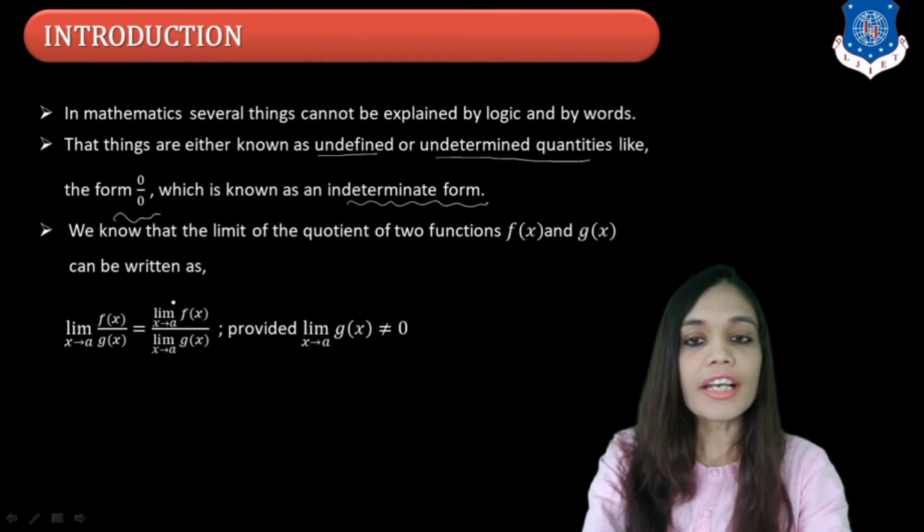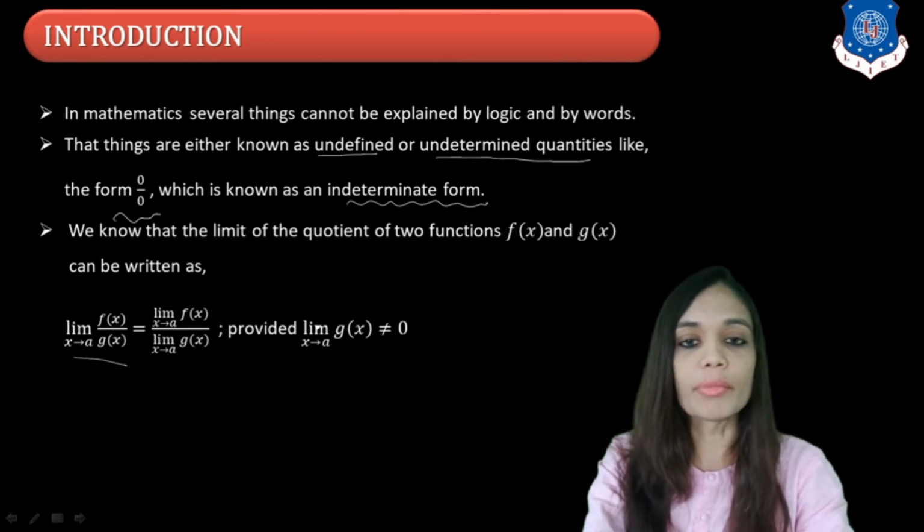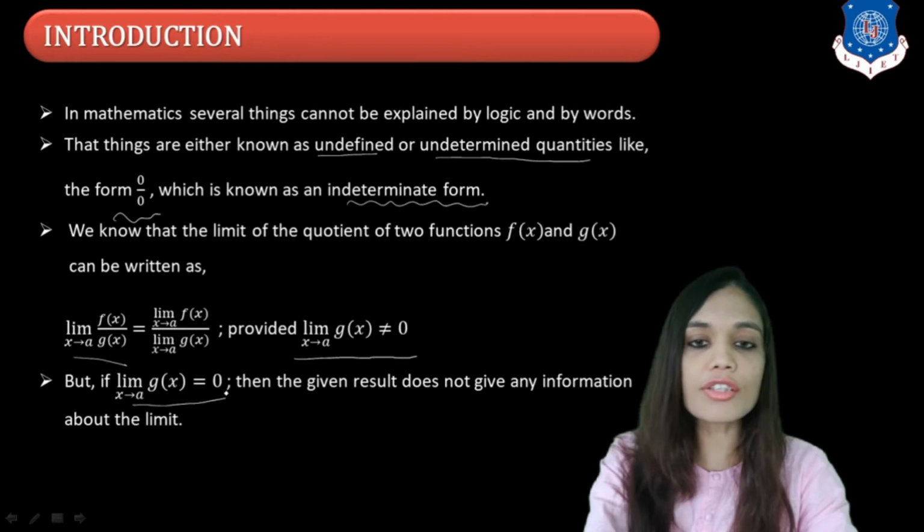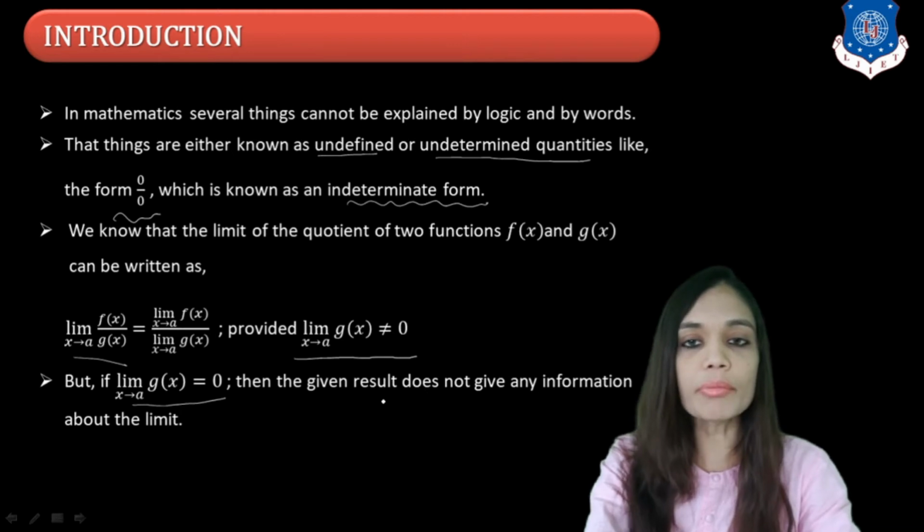Now we know that the limit of the quotient of two functions f(x) and g(x) can be written as limit x tends to a f of x upon g of x, which will be equal to limit x tends to a f of x upon limit x tends to a g of x, provided limit x tends to a g of x is not equal to 0. Now, if limit x tends to a g of x equals 0, then the given result does not give any information about the limit.